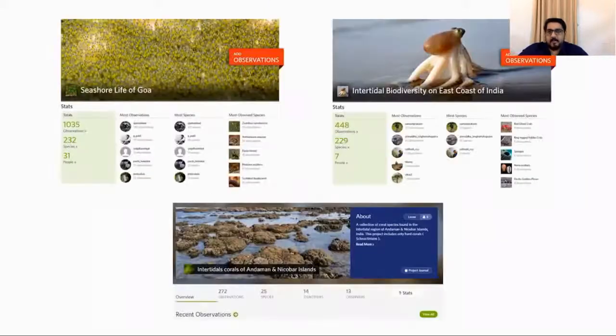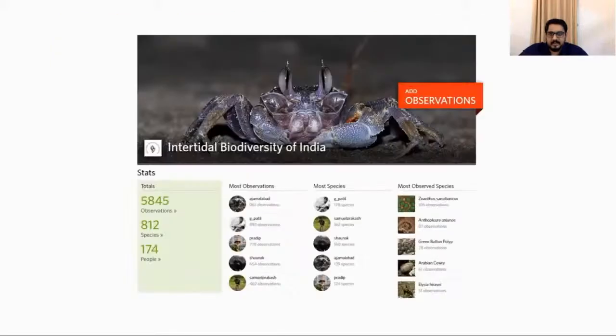As members of MLOM moved to different locations in India, they came up with a variety of projects in those respective areas, as you can see here. We then started Intertidal Biodiversity of India, an umbrella project of sorts, where we collate all of this data. As of today, the project has 5,845 observations of 812 taxa.